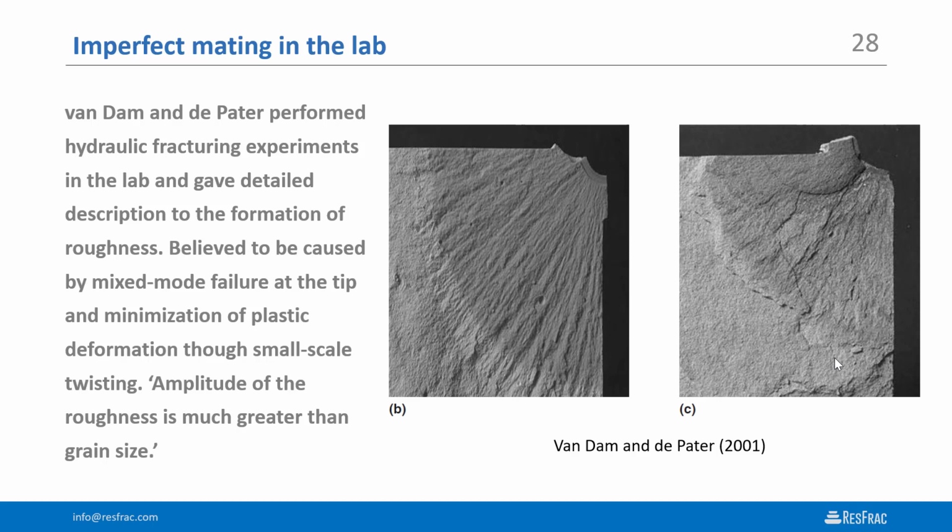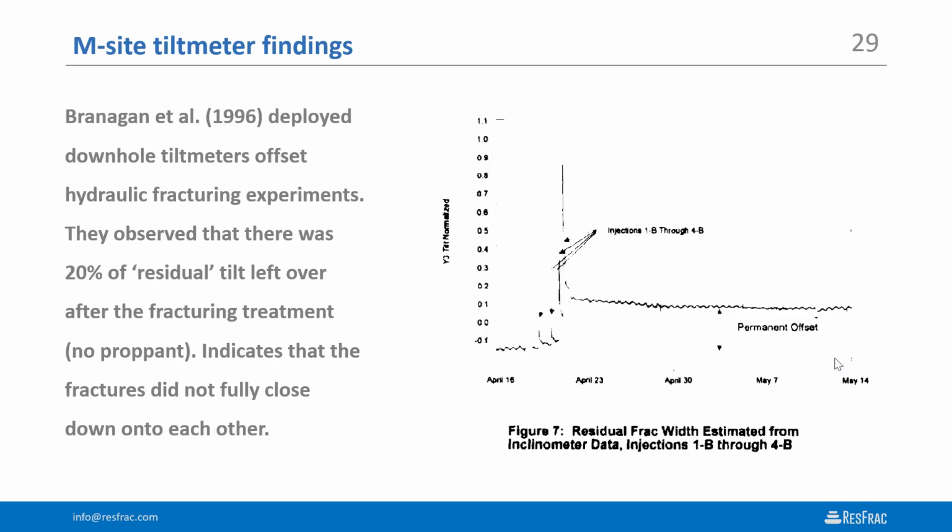Number one, they did in fact note that even at this very tiny scale, in a very small injection experiment, they observed the formation of these ridges and roughness features along the hydraulic fracture as it formed, which they interpreted as being caused by plastic deformation, mixed mode failure at the tip. And they said, quote, amplitude of roughness is much greater than grain size.